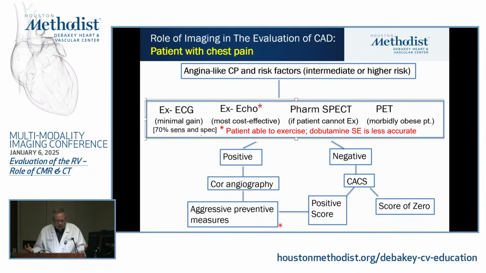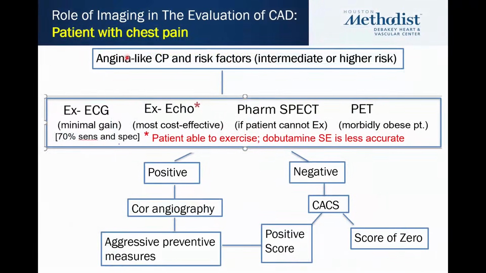So this is a very typical scenario we see in clinic every day. Somebody comes in with chest pain, angina-like, with intermediate or higher risk. These are all your choices, and clearly exercise echo is the most cost-effective of all of them. Likewise, if the patient is very morbidly obese or has left bundle branch block, personally, this is now becoming my preferred technique. You're going to be hearing about both of these in the upcoming weeks.